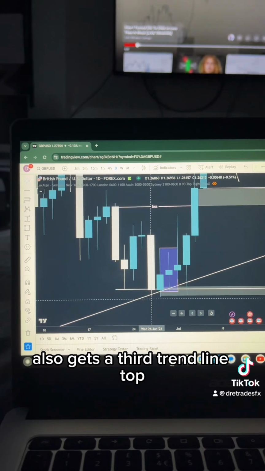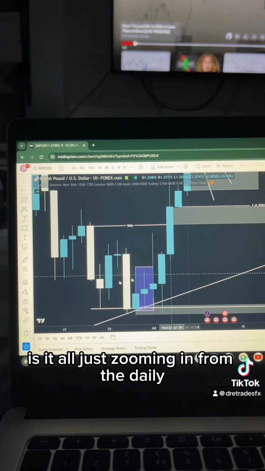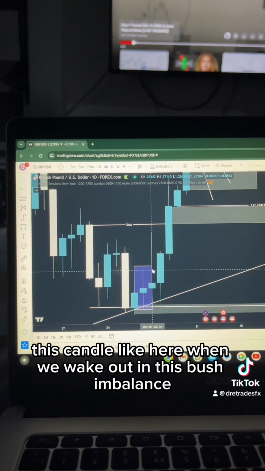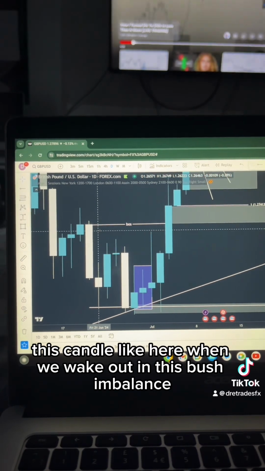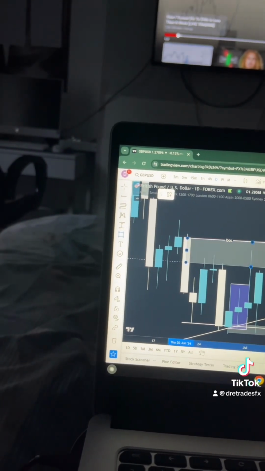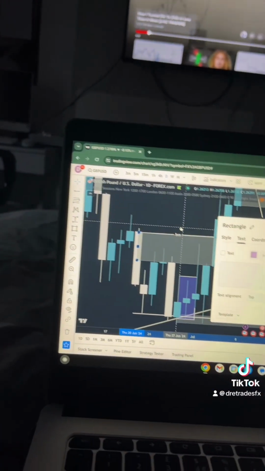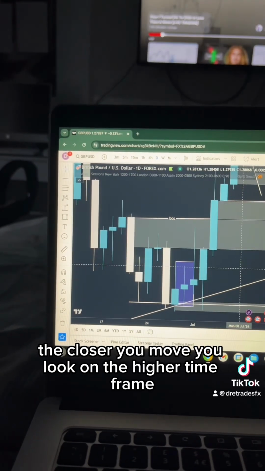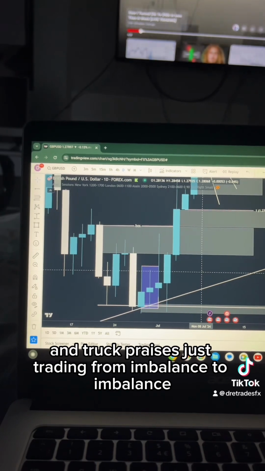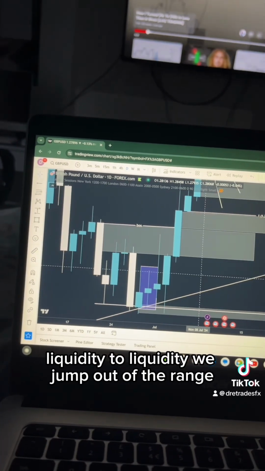When you zoom in, it also gets a third trend line top. This is all just zooming in from the daily. We go into a bit of a range, and you see this candle here, when we wick out in this bullish imbalance, this bullish imbalance gets taken, doesn't it? If you mark that out, the closer you look on the higher time frame, the more you see everything happens for a reason, bro. And price is just trading from imbalance to imbalance, liquidity to liquidity.